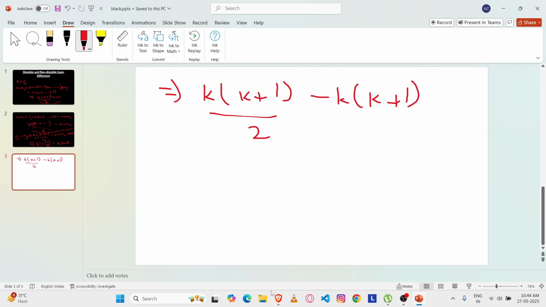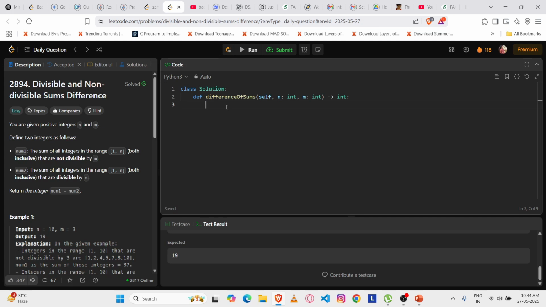Now we are going to implement that formula, and that is very easy. For the starter, we define our k as n divided by m, that we defined earlier. We just simply return n into n plus 1 divided by 2 minus k into k plus 1, and multiplied by m. Let's run the code.